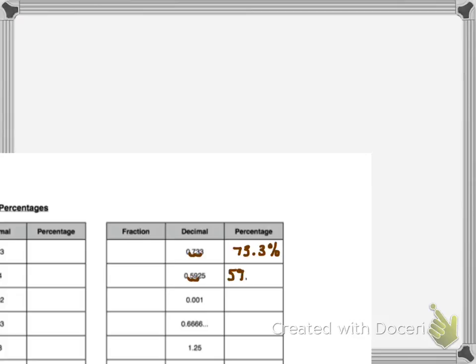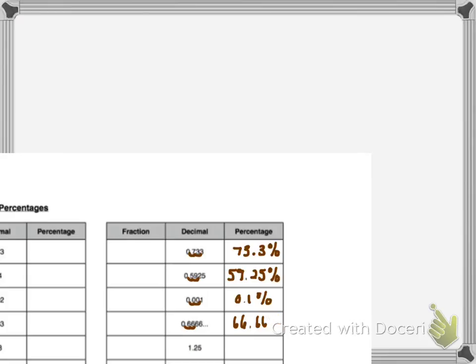1, 2 to the right. So 59.25%. 1, 2 to the right. So 0.1%. 1, 2 to the right. 66.66%. And 1, 2 to the right. 125%. Okay.